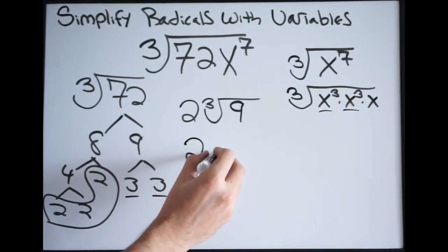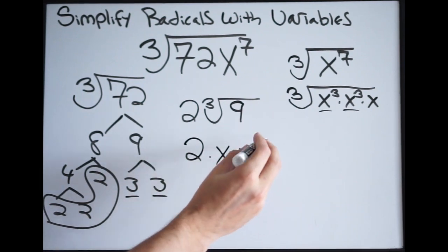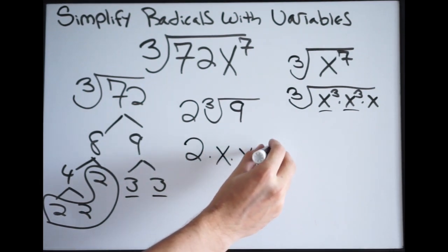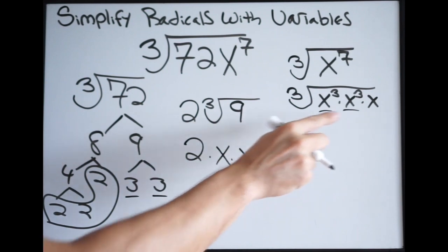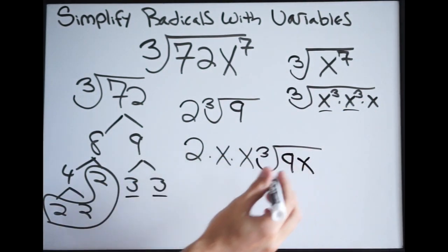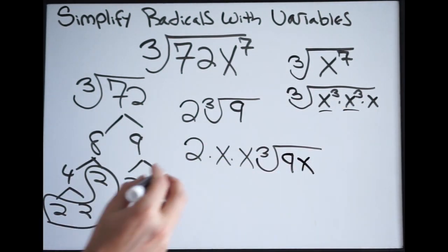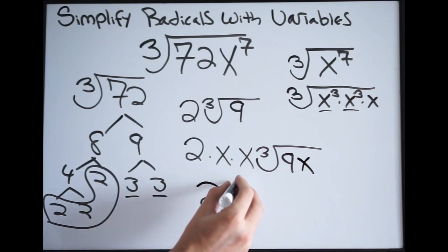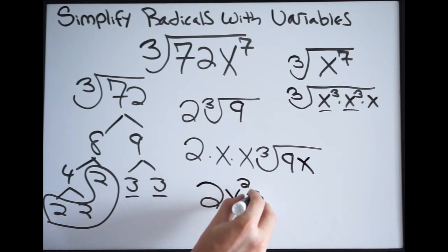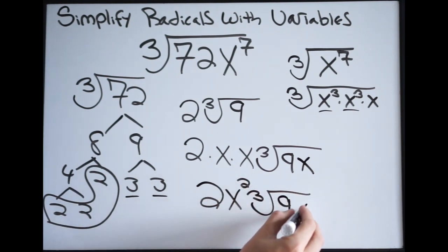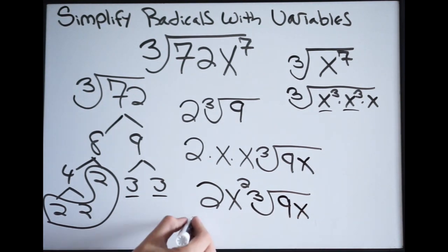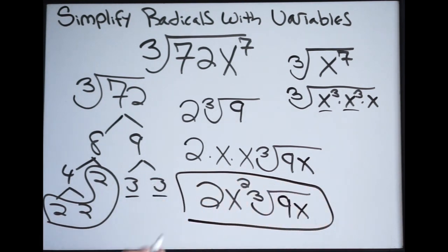So I now have the following. I have 2 times x, and then I have the cubed root of 9, and then this x stays underneath. And then just rewriting this one more time, we get 2x squared, and then we have the cubed root of 9x. Okay, and this is going to be our final answer here.